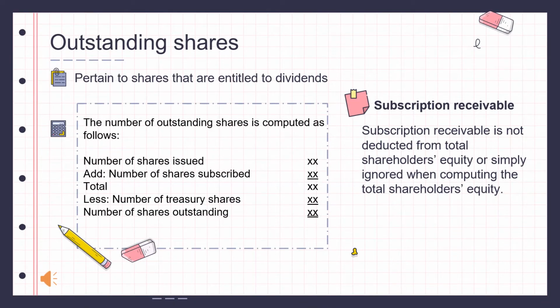Next is outstanding shares. These pertain to shares that are entitled to dividends. The number of outstanding shares is computed as follows: number of shares issued plus number of shares subscribed, then less number of treasury shares, and after that we will get number of shares outstanding.